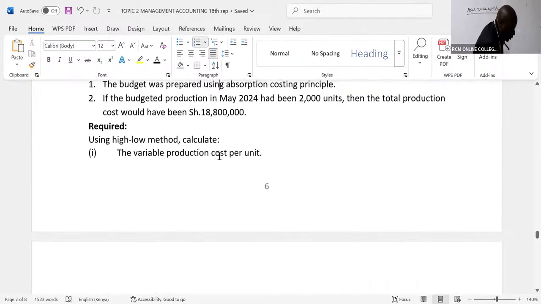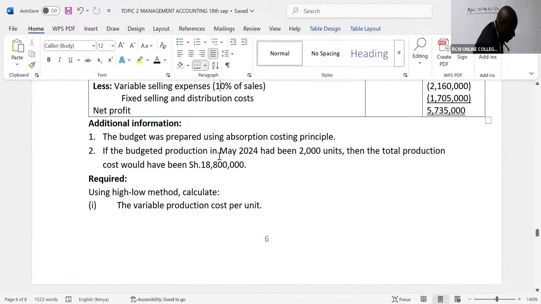So additional information. The budget was prepared using absorption costing principle, just to scare you. You know, Kasneb likes scaring students out of their beautiful skins. If the budgeted production in May 2024 had been 2,000 units, then the total production cost would have been 18,800,000. Required, using the high-low method, calculate the variable production cost per what here, somebody?